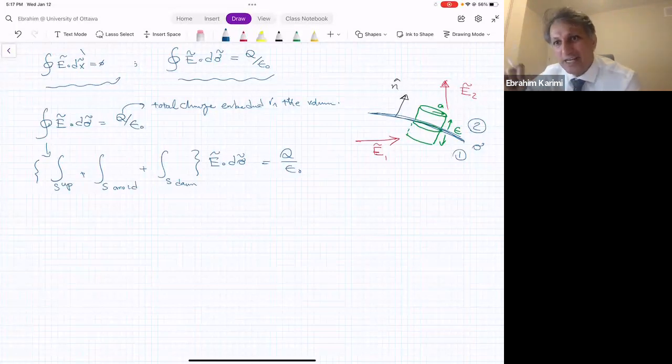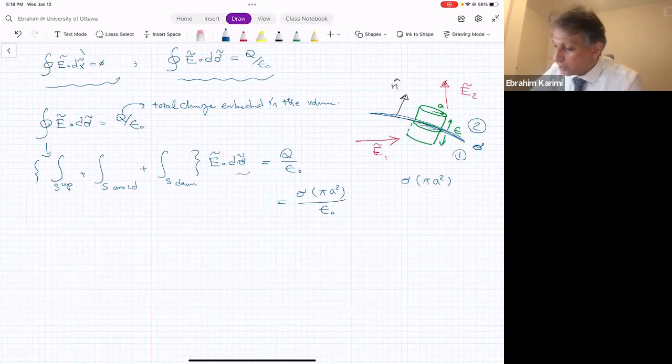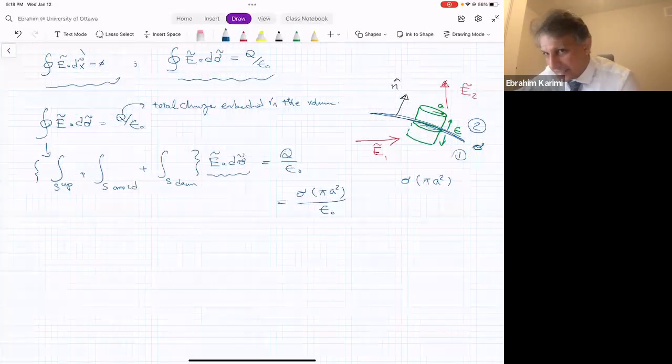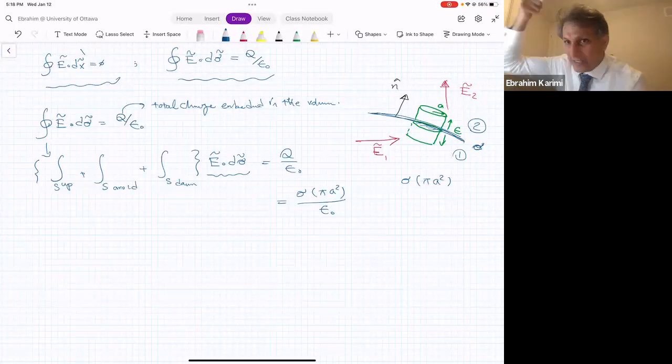What is the total charge inside of this volume? The charge is only located at the surface, right? And the charge distribution is sigma. The surface area is pi a square, so that will be sigma times pi a square, the total charge, divided by epsilon naught. Agreed? Fantastic.